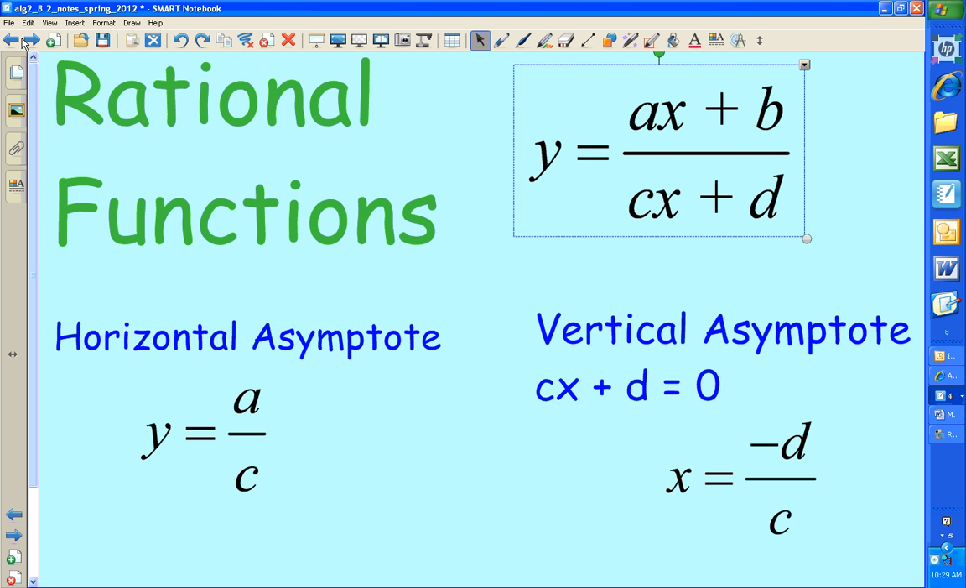Now, there's 2 ways to handle the top, the horizontal asymptote. One of them, the easy way as far as I'm concerned, you just cover up all the stuff. You put them in descending order and cover up everything but the first term on the top and the first term on the bottom. And then reduce. So we cover up, in this case, the b and the d, and when you reduce, the x's cross cancel, and you get a over c. Horizontal asymptote, y equals a over c.